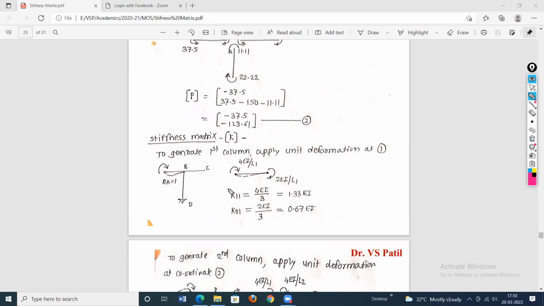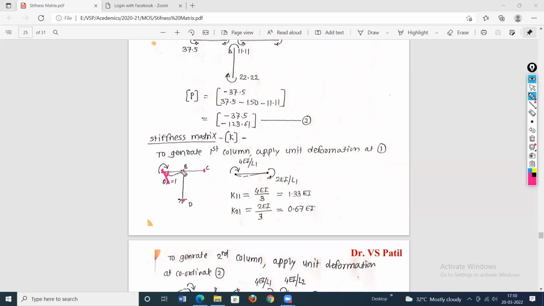Okay, now there are 2 coordinates, therefore size of the matrix will be 2 by 2. Now to generate the first column of the stiffness matrix, apply unit deformation at coordinate 1. Now this is the basic structure. So apply fixity at this particular point first of all, and then apply the moment at coordinate 1. How much moment? This slope must be equal to 1.